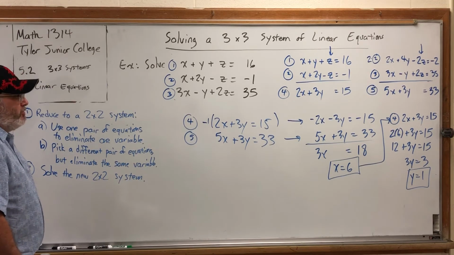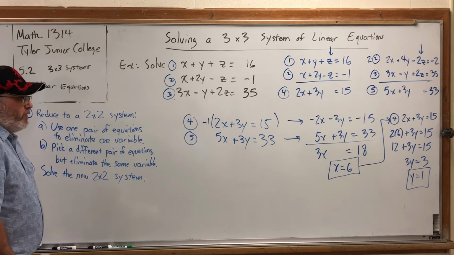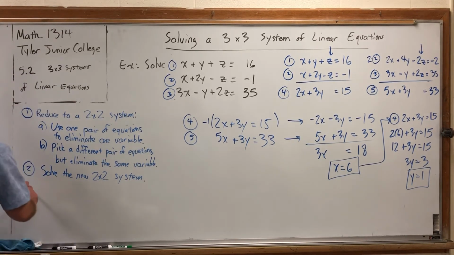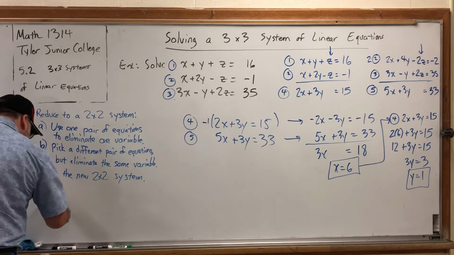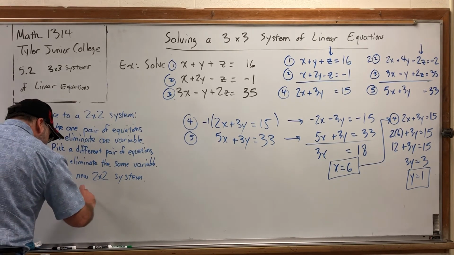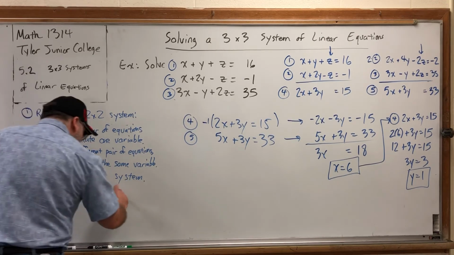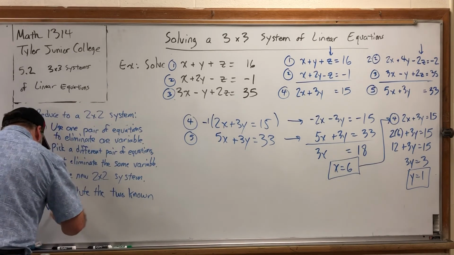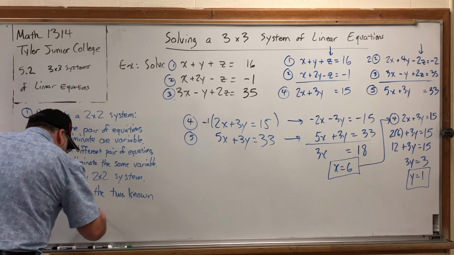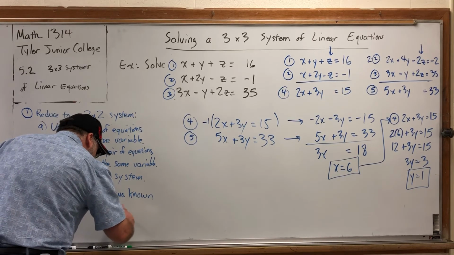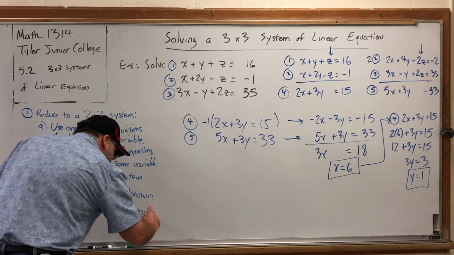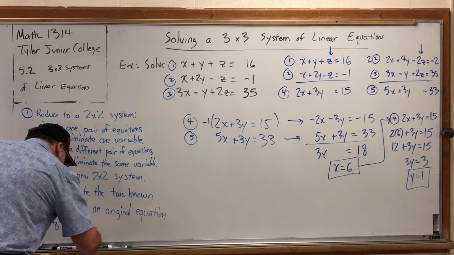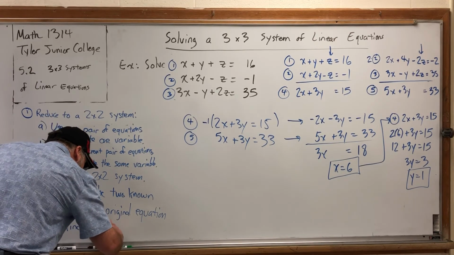But why are we not finished? We know what x equals, and we know what y equals. But the original 3 by 3 system also had a z. So your third and final step: substitute the 2 known values into an original equation, so one of the equations we started with, to find the third value.